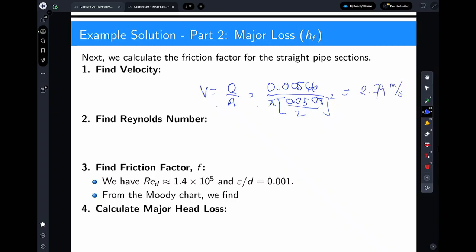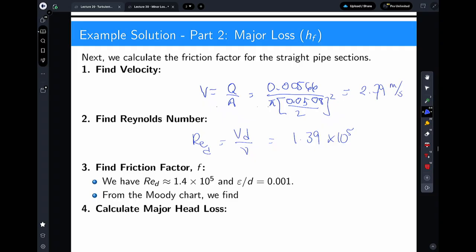And so you're given the flow rate, 0.00566 cubic meters per second. You're given the diameter, 0.0508 meters, and velocity is volumetric flow rate divided by area, and you get 2.79 meters per second. Reynolds number is based on diameter: velocity times diameter over nu. Put those numbers together, you get 1.39 times 10 to the 5th, which is 1.4 times 10 to the 5th.